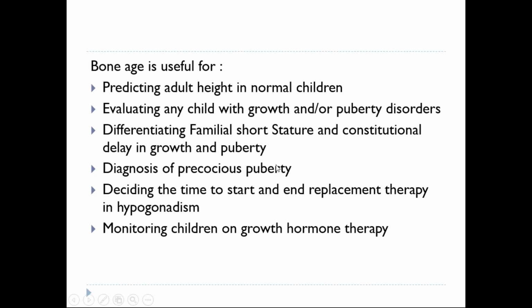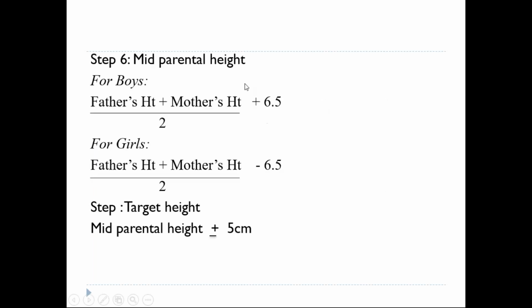Okay. So then is the concept of calculating the mid-parental height. Whenever you get a child with short stature, calculate the mid-parental height. Ask them to bring the father or the mother, both of them. Take their height like you routinely take height on a stadiometer. For boys, you divide by 2 plus 6.5. For girls, you add their height and minus 6.5.